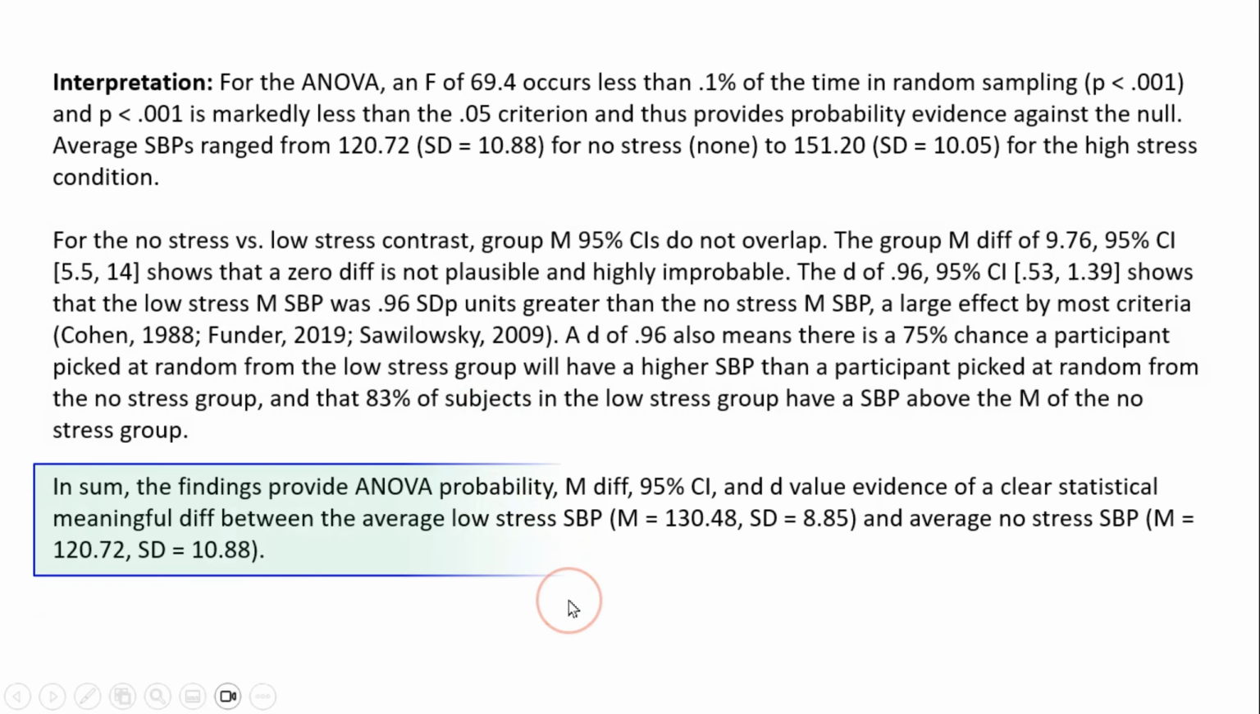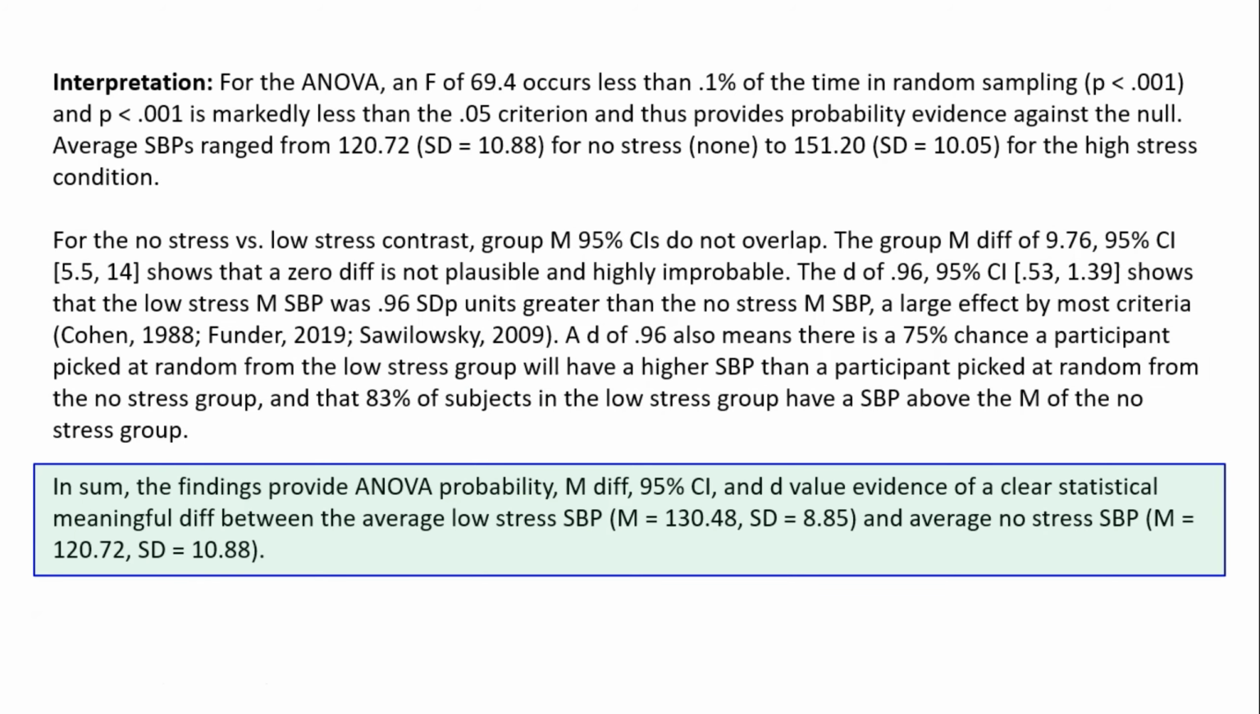So, in sum, the findings provide ANOVA probability, mean difference, 95% confidence interval, and d-value evidence of a clear statistically meaningful difference between the average low stress systolic blood pressure, 130.48, and the average no stress systolic blood pressure, the mean of 120.72. So if you notice in this last summary here, I'm giving the reader all of the lines of evidence that point to that statistical difference.